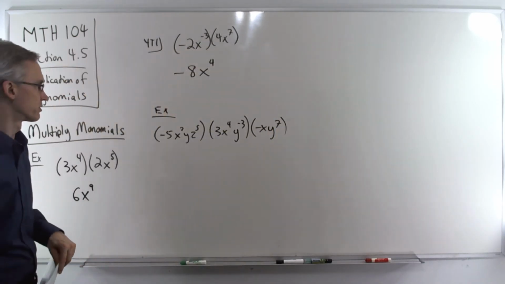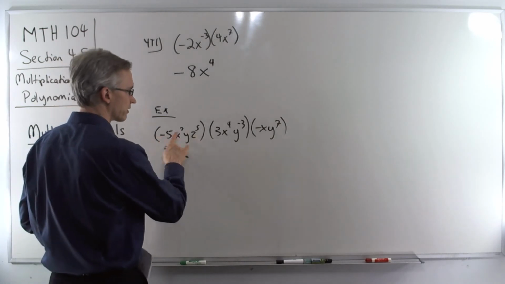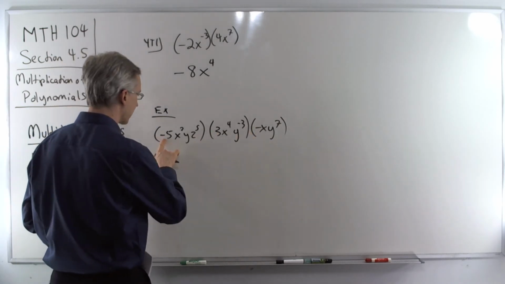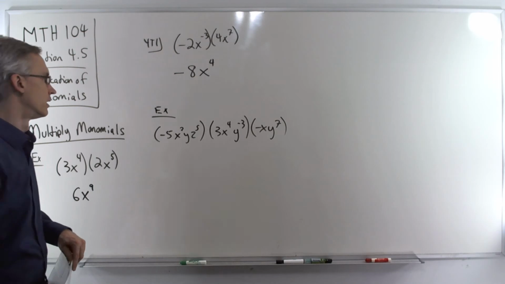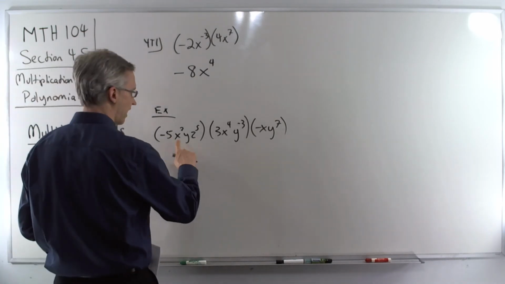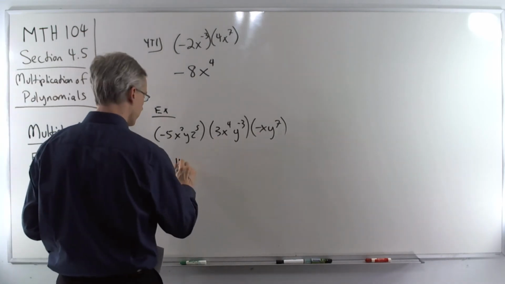So I'm going to do the same procedure. I'm going to start with the signs. Negative, got no negative here. We've got negative here. Negative times negative is a positive, so negatives cancel. So our answer will be positive. Now we got 5 times 3 times 1, that's 15.